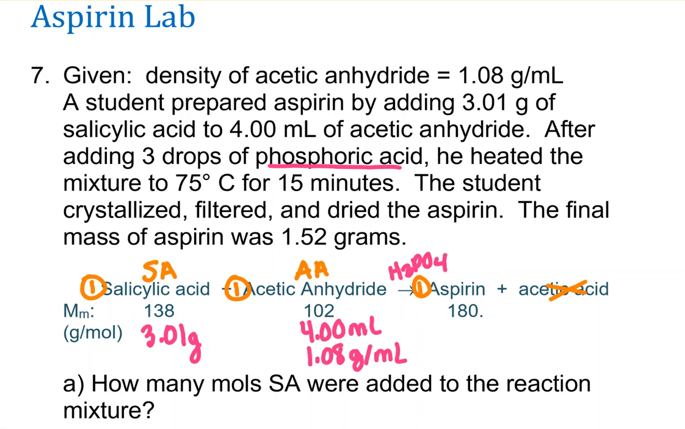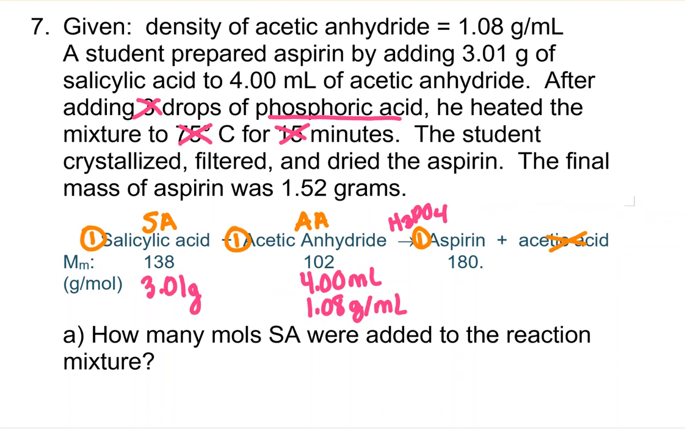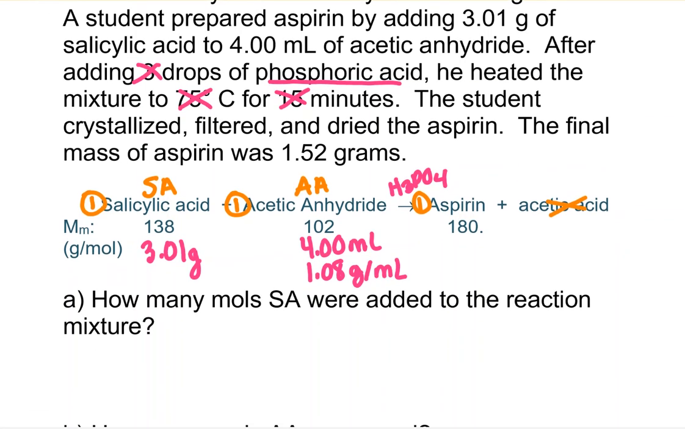Okay, so we have our density, the amount of our salicylic acid, and the amount of acetic anhydride. The 3 drops does not matter. Phosphoric acid is our catalyst. We heated it, but the temperature and the time we don't need to worry about. Those aren't numbers we will use. Then we crystallized, filtered, and dried the aspirin, and we have a final mass. One thing you should know is that at the end, that mass of aspirin is the actual yield.